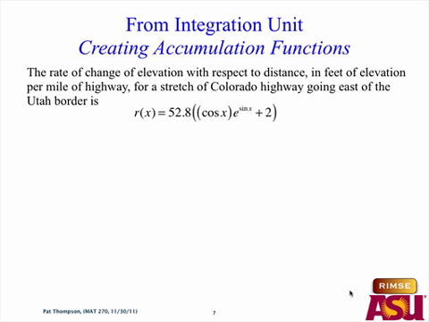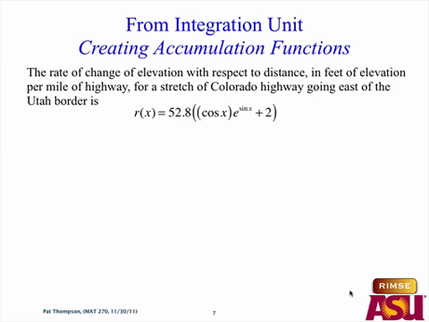Okay, so let's put it all together here and do an example. It's similar to one we've had before, but we're going to use this example to put it all together. The rate of change of elevation with respect to distance, in feet of elevation per mile of highway, for a stretch of Colorado highway going east of the Utah border is, here's the rate.